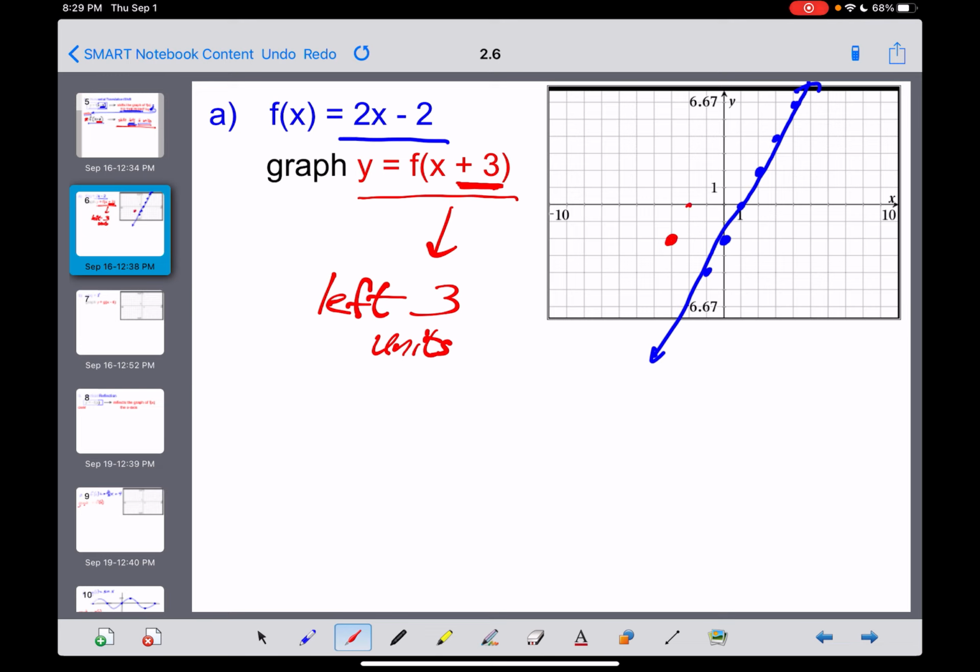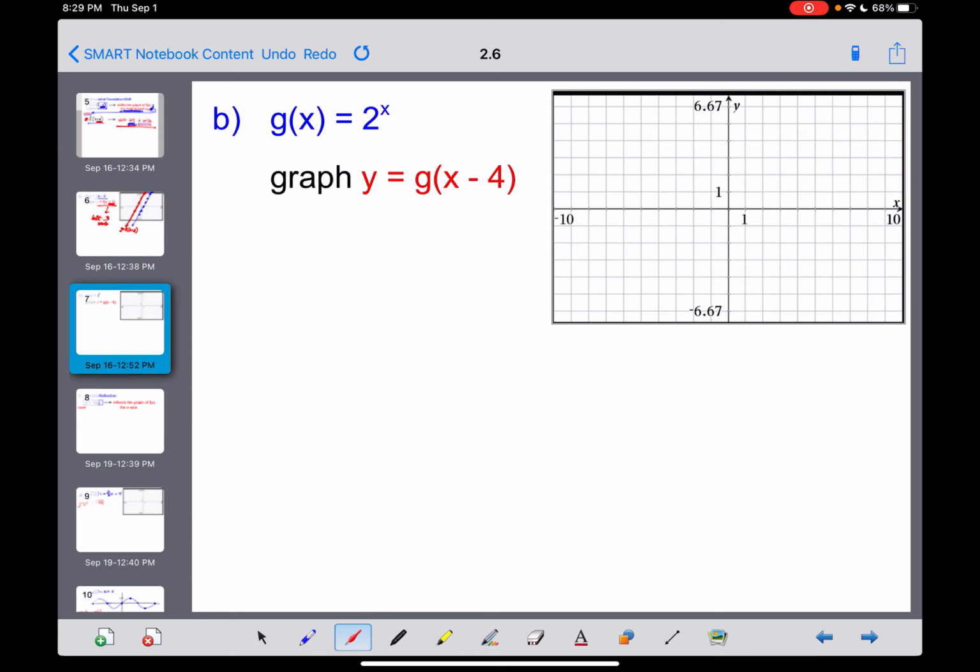So every point I'm just sliding 3 to the left, okay, and it's going to look something like this, and now I should have another series of collinear points, so I go ahead and connect those dots, and this in red right here is the graph of y equals f of x plus 3. It's identical to the blue graph, but it's being shifted 3 units to the left because that plus 3 is inside the parentheses. Let's do another one.